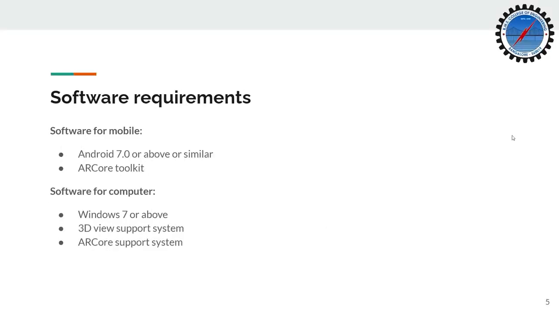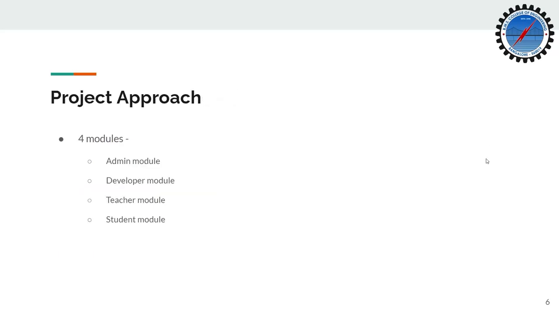Software requirement for mobile is Android 7.0 or above or similar and AR Toolkit. Software requirement for computer is Windows 7 or above, and 3D view support system and AR Core support system must be there. So let's see the modules. So in this application I have four modules, that is admin module, developer module, teacher module, and student module.